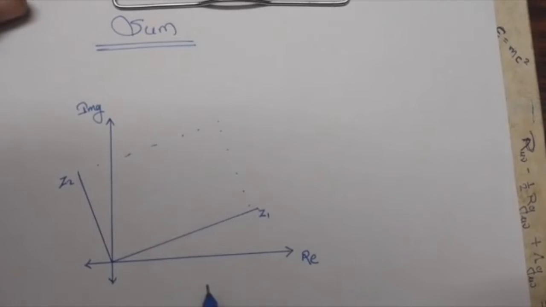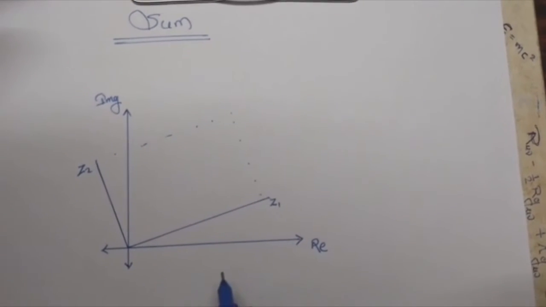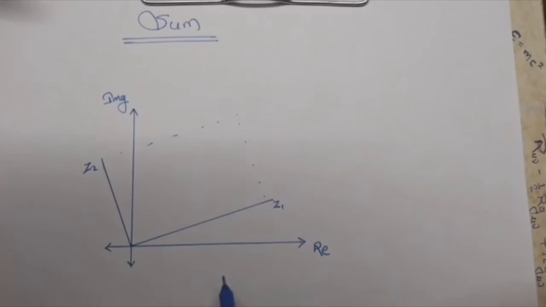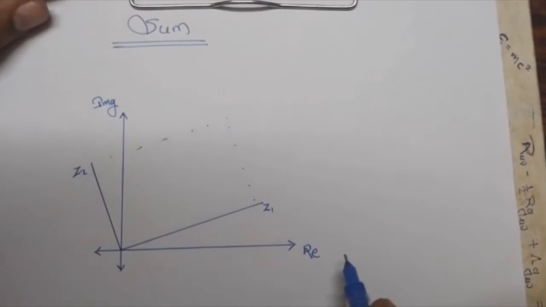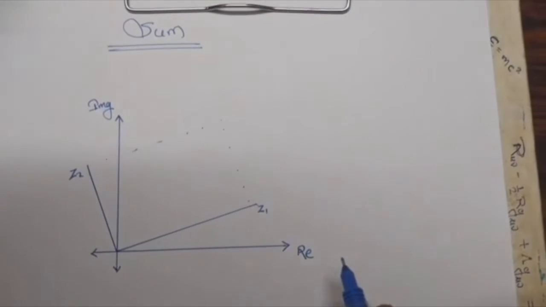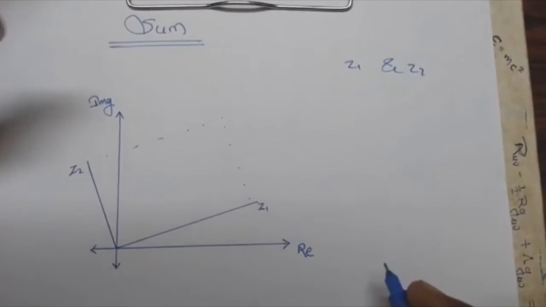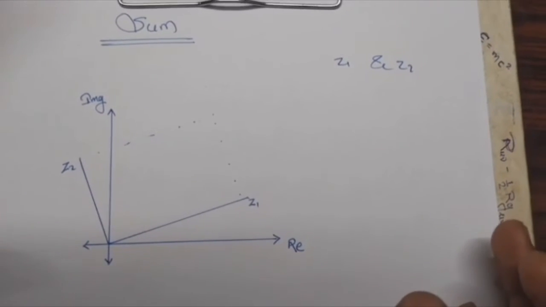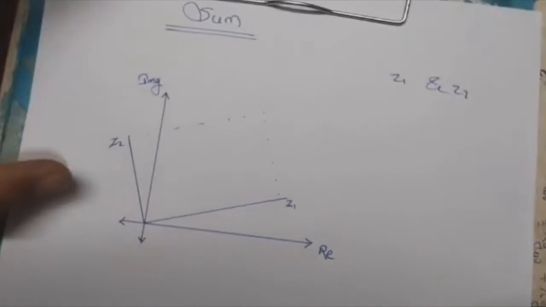So now come to the last topic, the geometrical representation of complex numbers, sum and differences. So how is the sum going to be? Let's say we have two axes, one imaginary and one real, and we have two complex numbers z1 and z2. Their sum is very easy; that's nothing but the parallelogram law of vector addition.